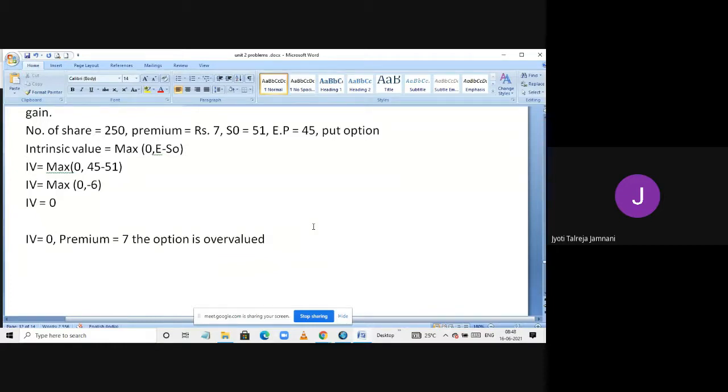So now what we do is, if it is overvalued, we sell the option. We don't keep it with us, because only undervalued we buy, overvalued we sell. So we sell the put option and receive premium of rupees 7 into 250 shares. 7 into 250 is 1,750. This you are receiving.